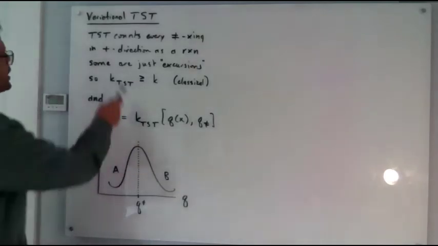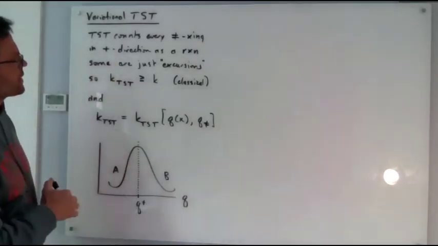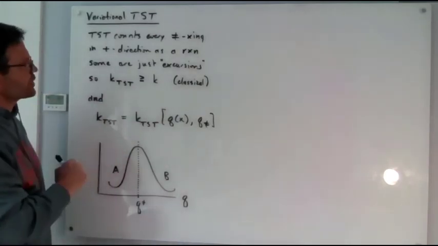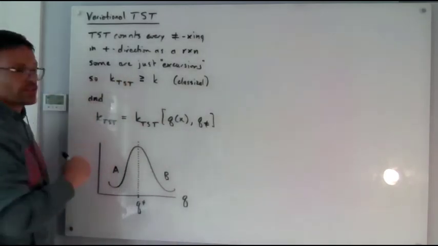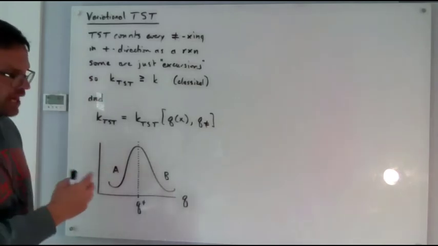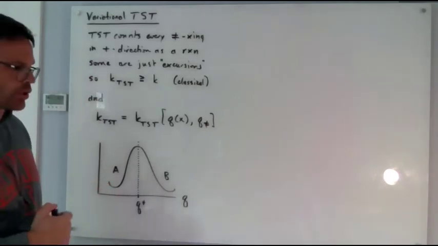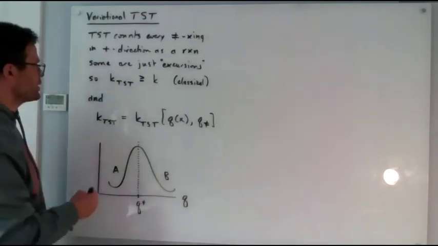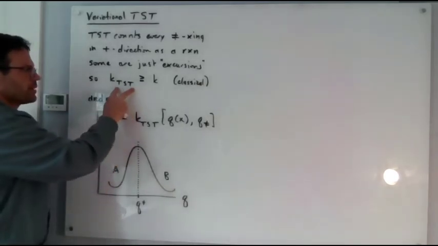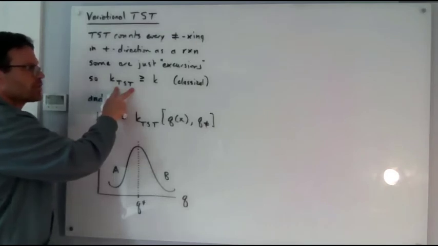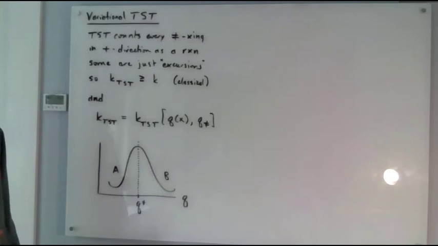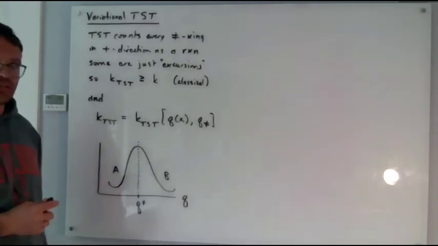Okay, so recall that transition state theory counts every crossing of your dividing surface in the positive direction as a reaction. And some of these, though, are really just excursions, right? So sometimes that no recrossing assumption is going to be an approximation, and transition state theory is going to count those towards the rate. And that means that transition state theory is always going to give you a rate estimate that is larger than the real estimate, at least within the context of systems that have classical mechanics.